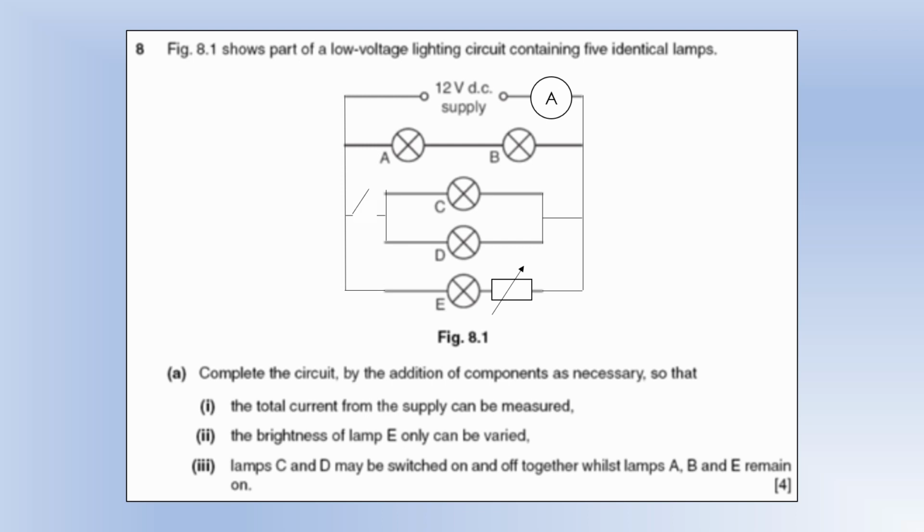So we want to be able to vary the brightness of lamp E. So I'm going to put a variable resistor in series, and by changing its resistance, we'll change the potential difference across E, so we'll change its brightness. C and D may be switched on or off together, whilst A, B and E remain on. So we've put the switch there, so it essentially allows or stops the current going through C or D, but has no effect on A, B or E.